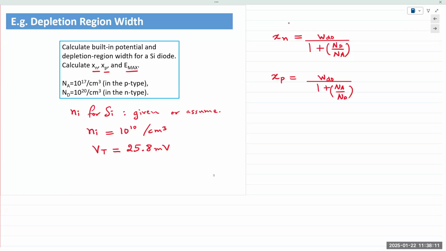And then Emax, the electric field that is generated, is 2 times phi j divided by WD0. I'll assign it as student practice.